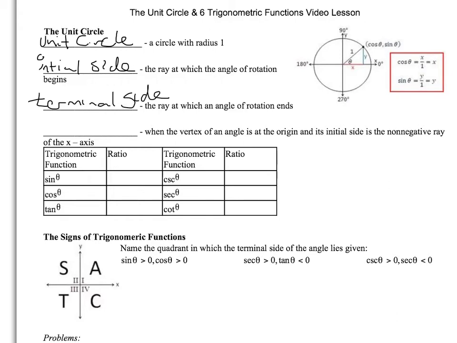When the vertex of an angle is at the origin and the initial side is the x-axis, that's called standard position. And that's how we always draw our angles. And when we get to drawing angles, I will show you more today of what I mean by that.